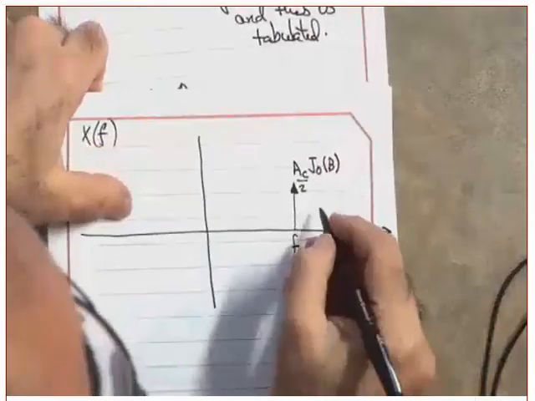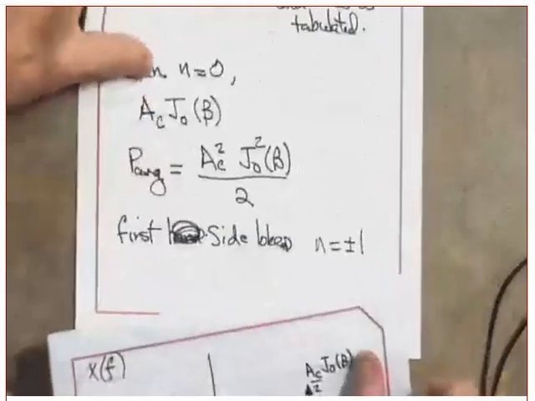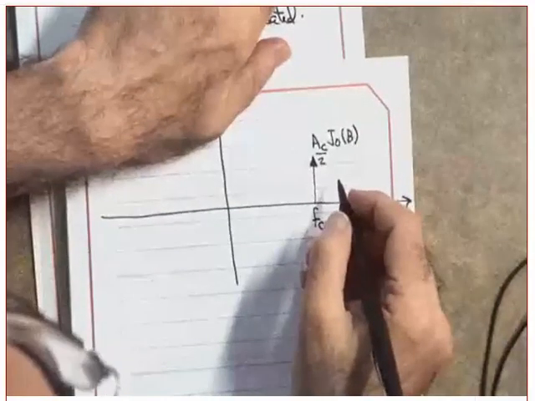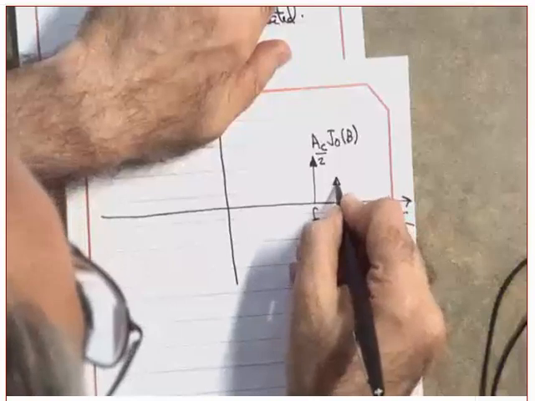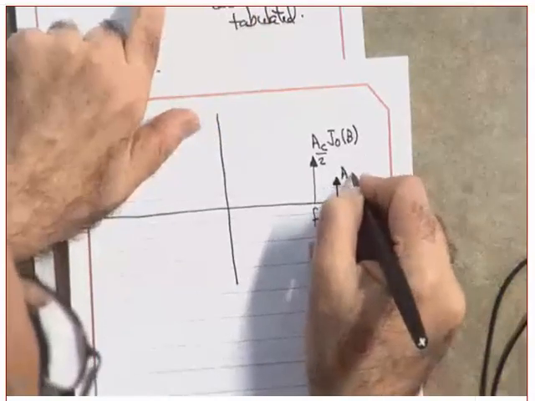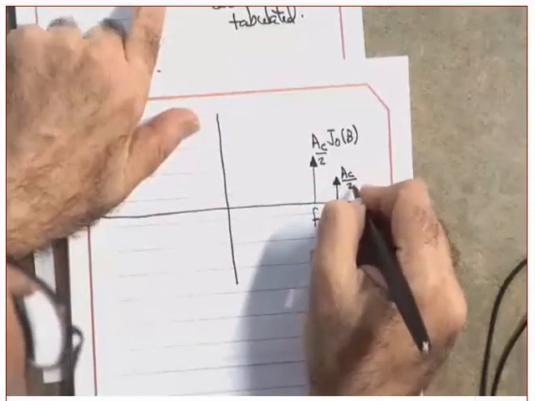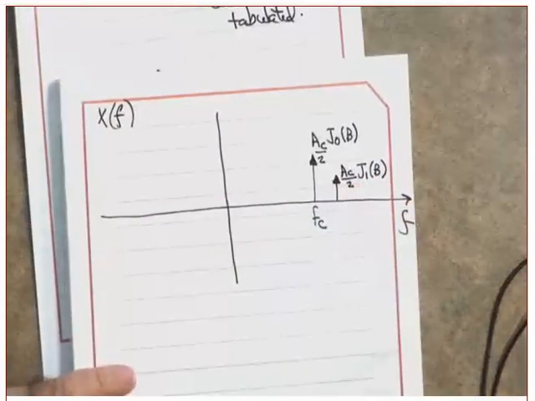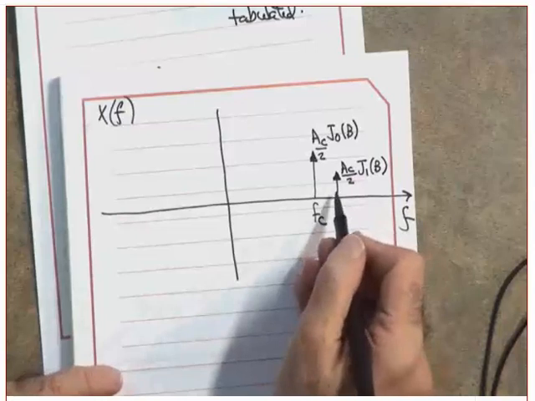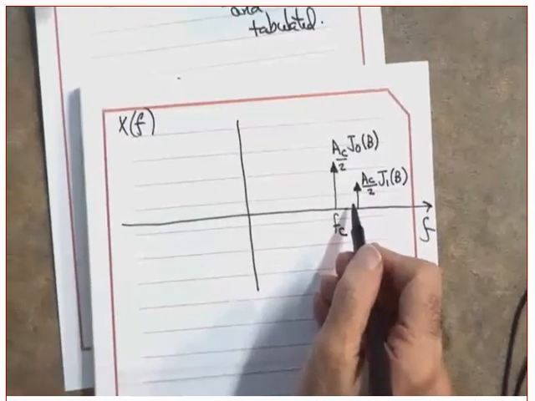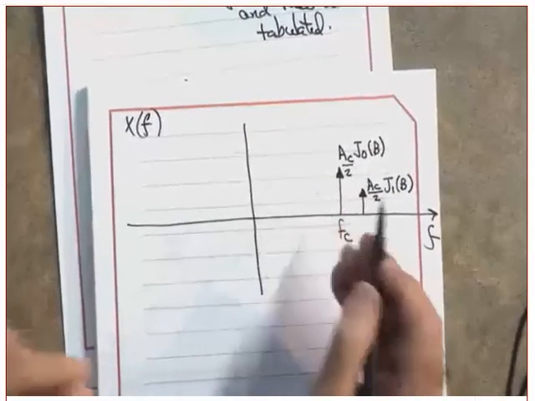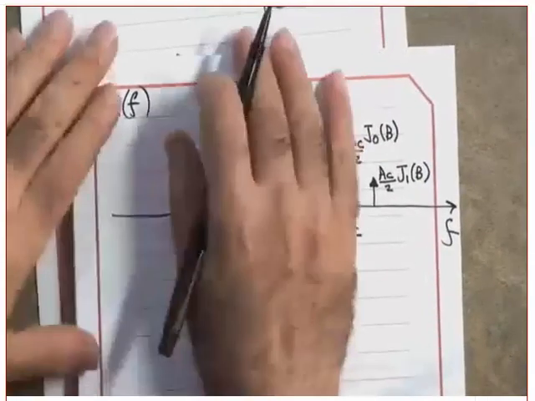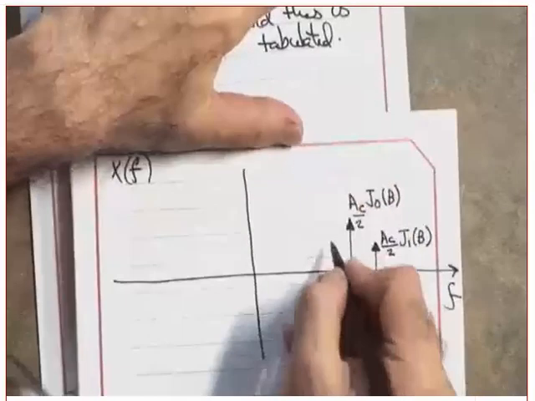Okay. Now, the next one. N is equal to 1. What is the component? A sub C over 2 J 1 beta. Did you get this or not? What is this? This is the first side lobe. The side lobe has 2 sides, the upper and the lower. Where is the lower one? When N is equal to minus 1, this is what you have.